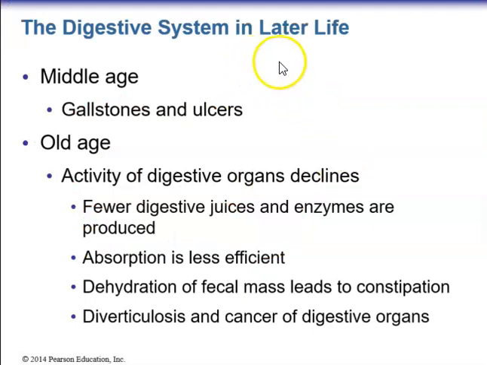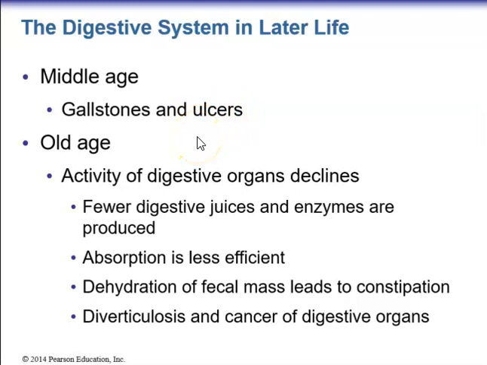With the digestive system in later life, middle age, usually patients are prone to gallstones and ulcers. So a typical patient who can come down with gallstones, we think of the 4 F's. A patient that is female, fat, 40, and fertile. I think there's a 5th F, but the 4 main F's are female, 40, fat, and fertile. These types of patients are at higher risk for gallstones and ulcerations.